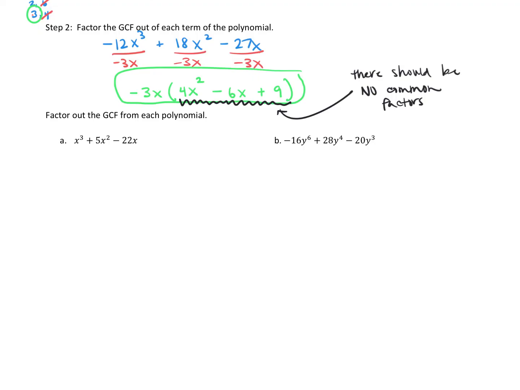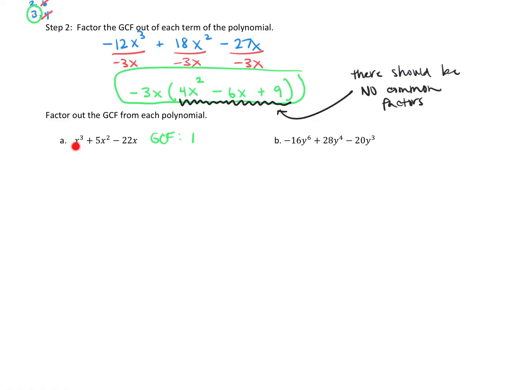We're going to factor out the GCF from each polynomial. What that means is we have to identify the GCF first. So when we identify the GCF, let's look at the coefficients. The coefficient of this term is a 1. This coefficient is a 5. This coefficient is a negative 22. So what is the greatest factor that those three terms have in common? Well, if one term has a 1 as a factor, and that's the biggest number, they're just going to have a 1 as a common factor. They won't have anything else in common.